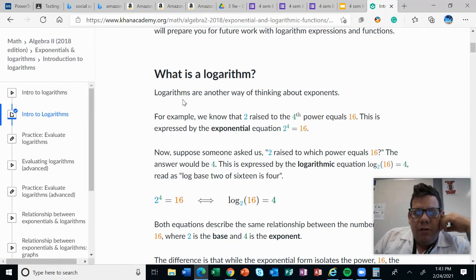What is a logarithm? Logarithms are another way of thinking about exponents. For example, we know that 2 raised to the fourth power equals 16. This is expressed by the exponential equation 2 raised to the fourth equals 16. Now, suppose someone asks us 2 raised to which power equals 16? The answer will be 4. This is expressed by the logarithm equation. Log base 2 of 16 is 4. Read as log base 2 of 16 is 4.